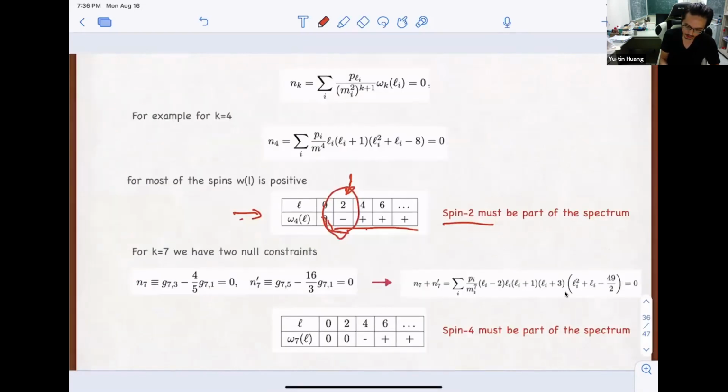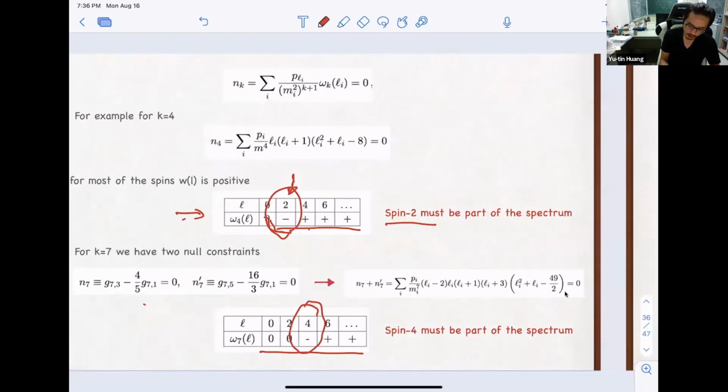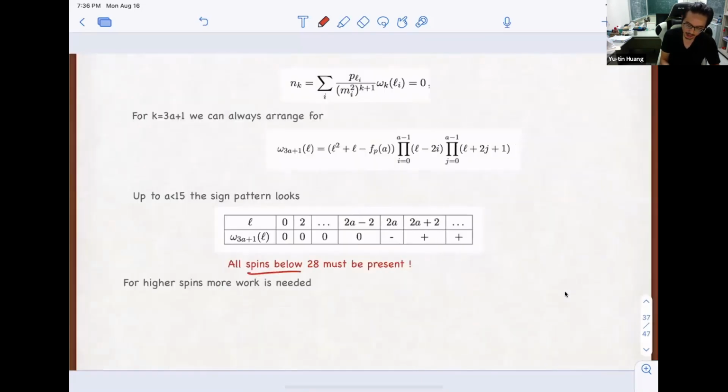And of course, you can consider more and more null constraints, and then you can consider linear combinations of them. Here, for a particular linear combination, we can get this pattern. So this immediately tells you that you must have a spin 4. So just by using this argument, you can immediately see that up to spin 28 must be in your spectrum. So just by requiring that this lives on this symmetry plane actually imposes non-trivial conditions on your spectrum.